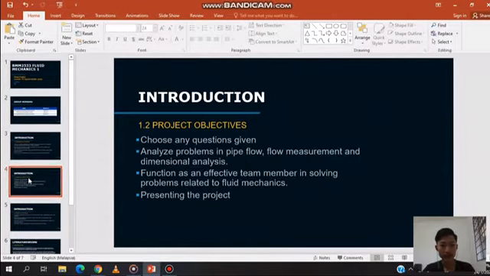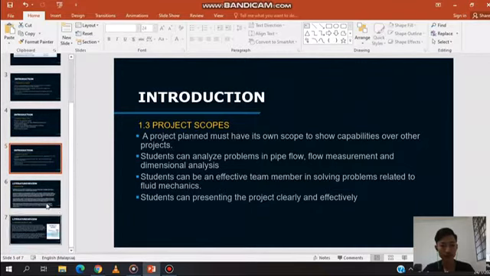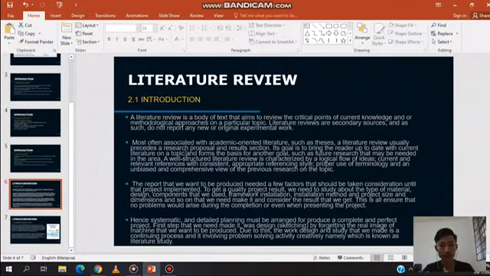in fluid mechanics. This is our objective, which is to choose any question given, analyze problems in pipe flow, flow measurement and dimensional analysis, function as an effective team member in solving problems related to fluid mechanics, and present the project. This is our project scope, which is related to the objectives. And this is the literature review.